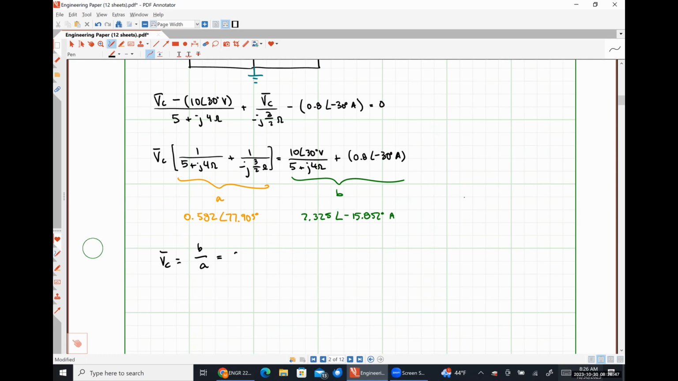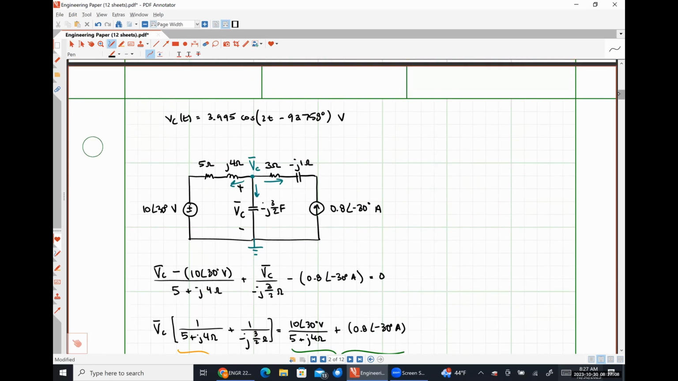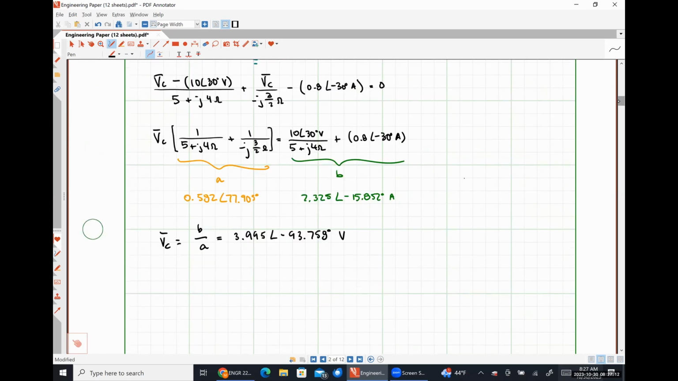And I get 3.995 angle negative 93.758 degrees volts. Scrolling up slightly, we see that we have the exact same magnitude and the exact same phase angle as before. So we got the same exact result a little bit faster or more efficiently.